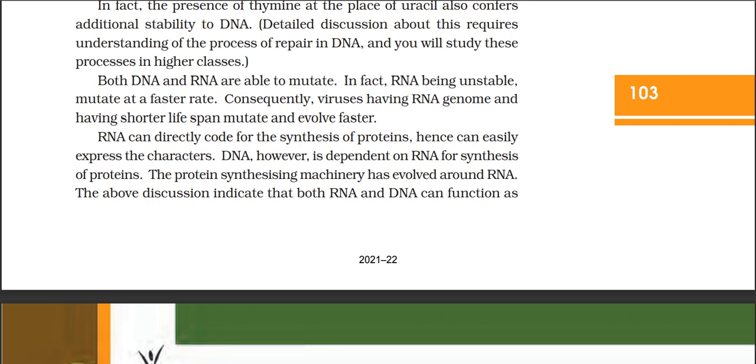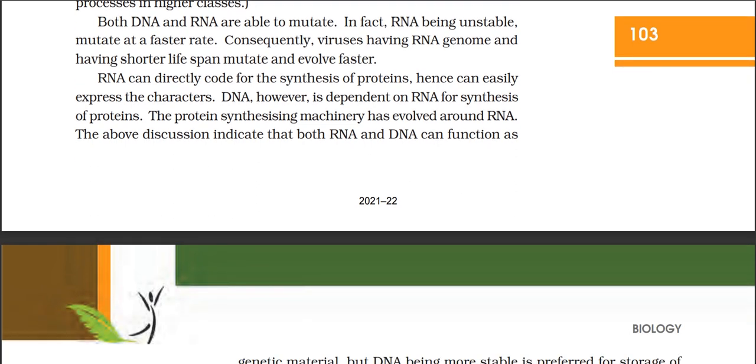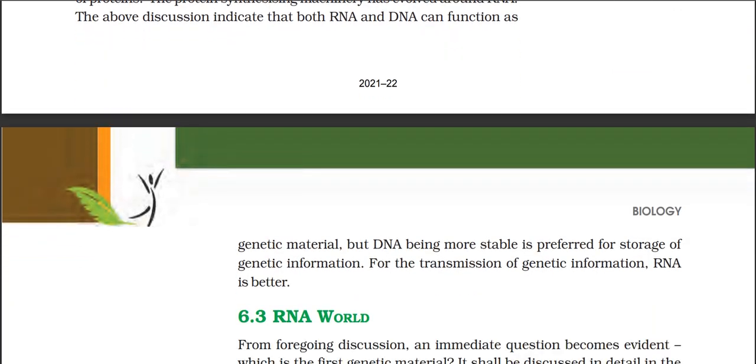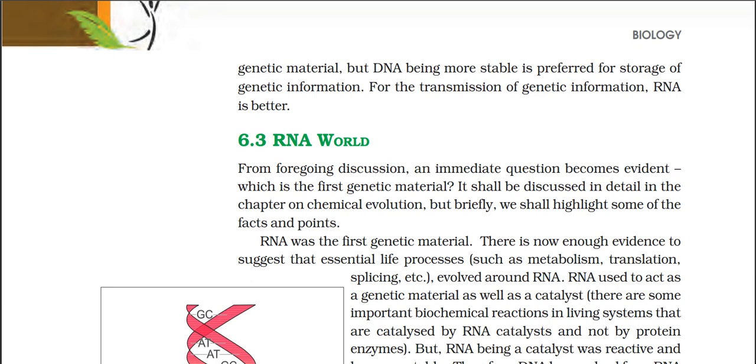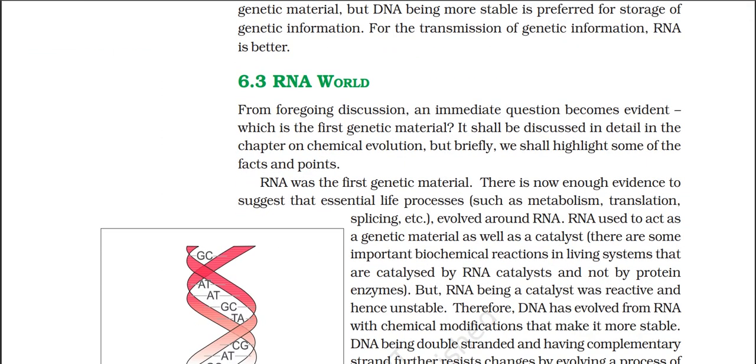RNA can directly code for the synthesis of proteins, hence can easily express the characters. DNA, however, is dependent on RNA for synthesis of proteins. The protein synthesizing machinery has evolved around the RNA. The above discussion indicates that both RNA and DNA can function as genetic material, but DNA, being more stable, is preferred for storage of genetic information. For the transmission of genetic information, RNA is better.